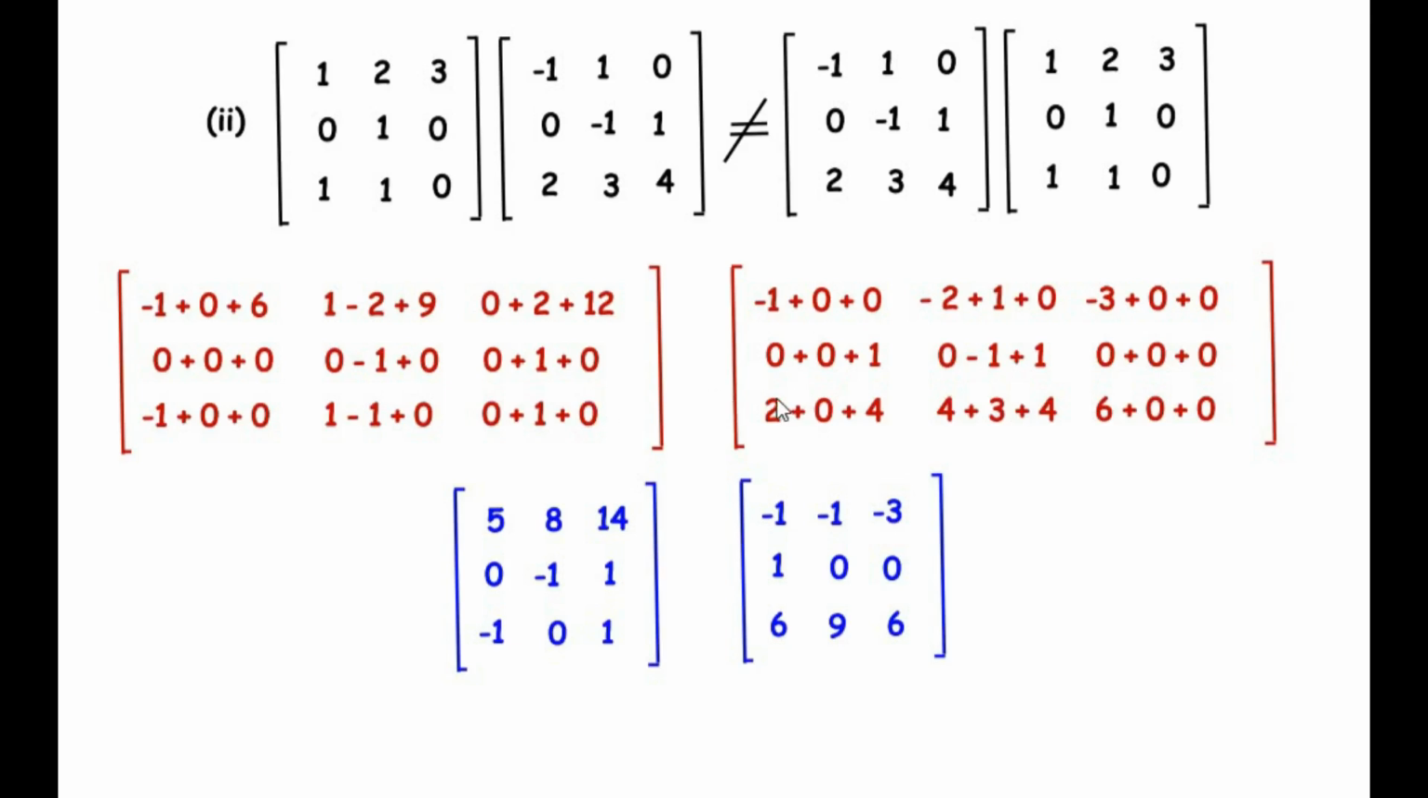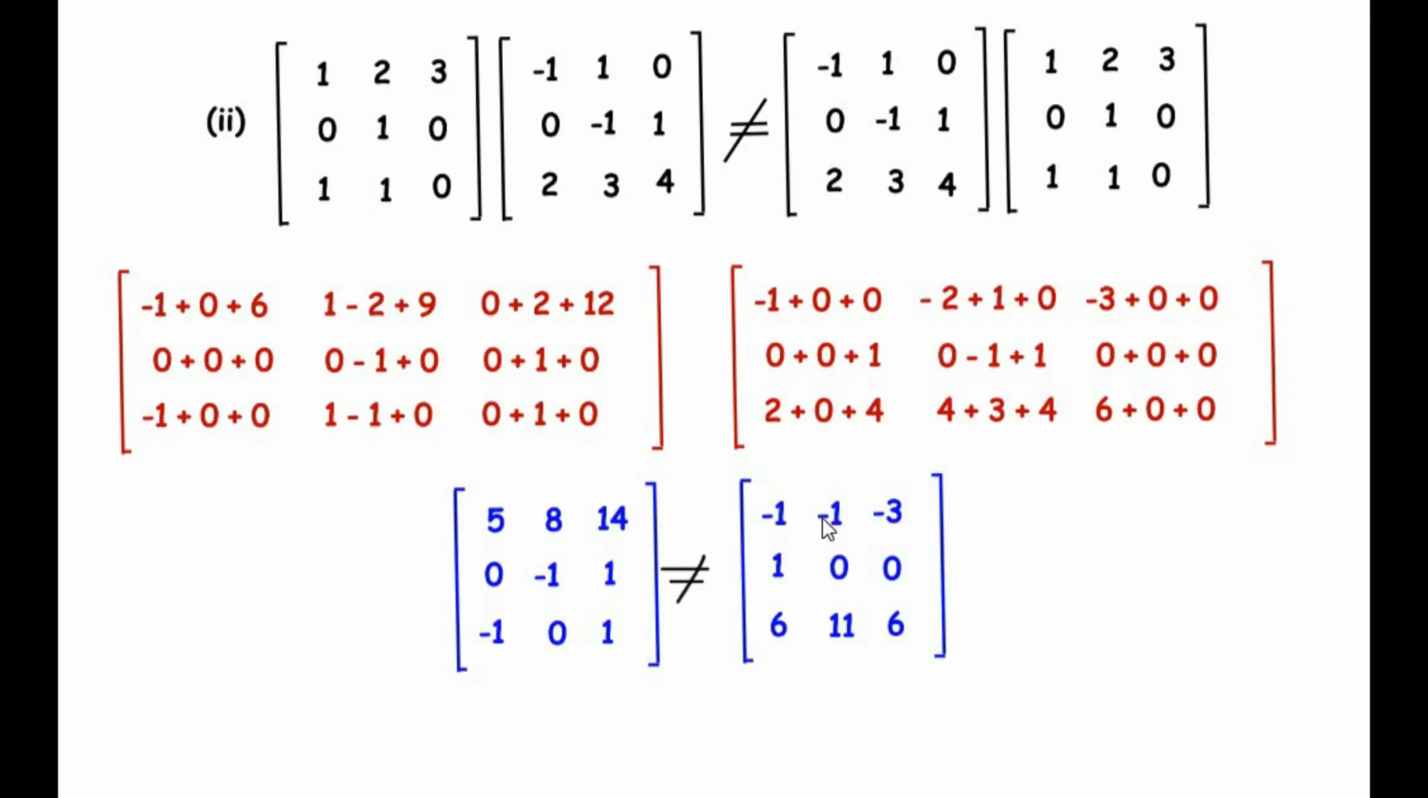Now simplifying these matrices, we get minus 1 plus 6 is 5, 1 minus 2 plus 9 is 8, 2 plus 12 is 14, 0, minus 1 plus 1, minus 1, 0, plus 1. Now similarly on the right hand side we get the elements as minus 1, minus 1, minus 3, 1, 0, 0, 6, 11. I had made a mistake over here, so I have recorrected it: 11, 6. So here the left hand side matrix is not equal to the right hand side matrix. So we have shown this.